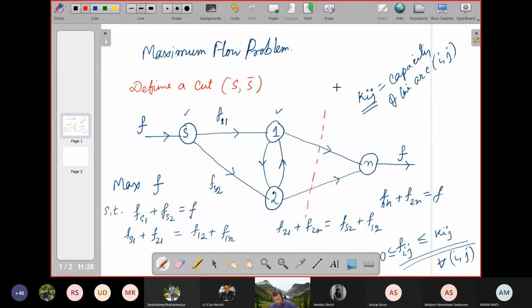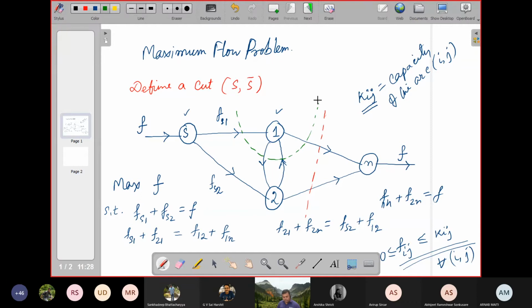You cannot think of a cut otherwise. Suppose, is this a cut? No, sir. Because the cut is defined as a division of a graph so that in one division the source node is contained and the other division contains the destination. This is how you define a cut. Okay.